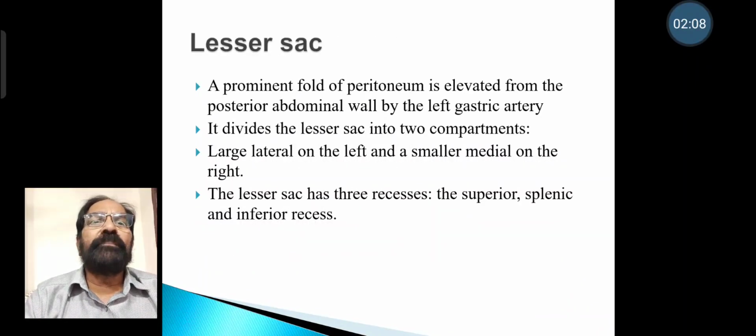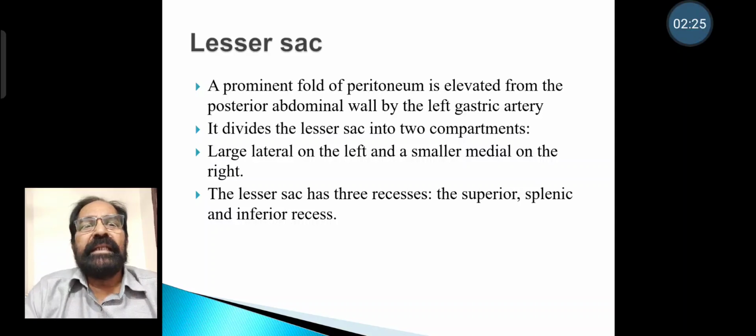A prominent fold of peritoneum is elevated from the posterior abdominal wall by left gastric artery. It divides the lesser sac into two compartments, large lateral on the left and small medial on the right. Lesser sac has three recesses: the superior, splenic, and inferior recess.